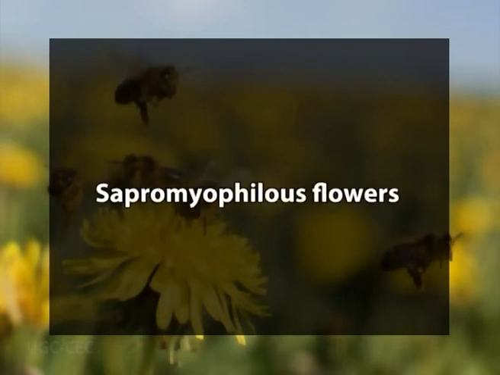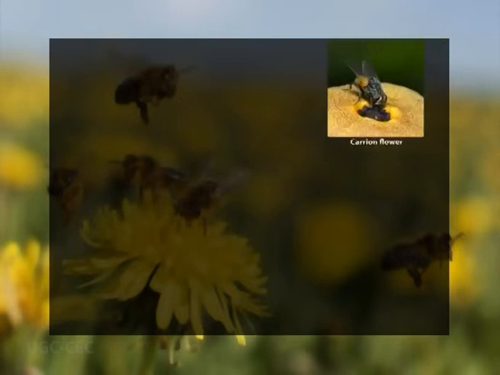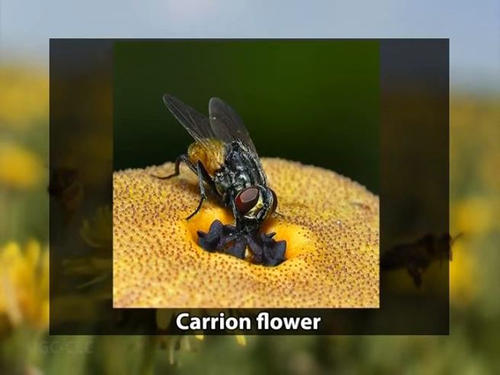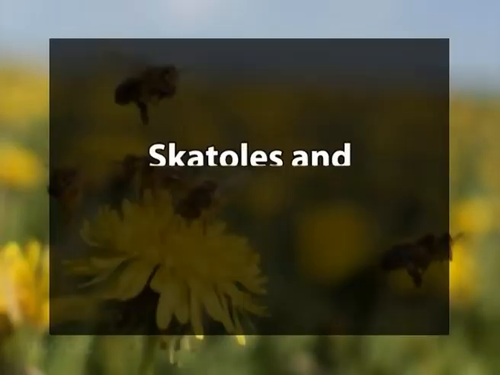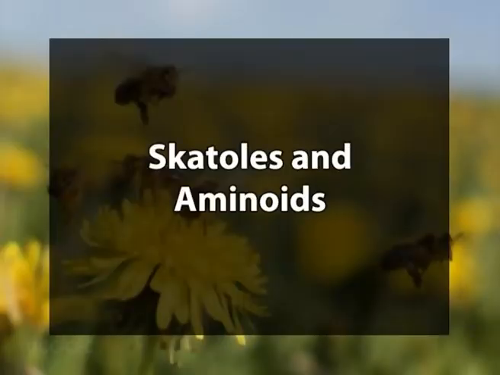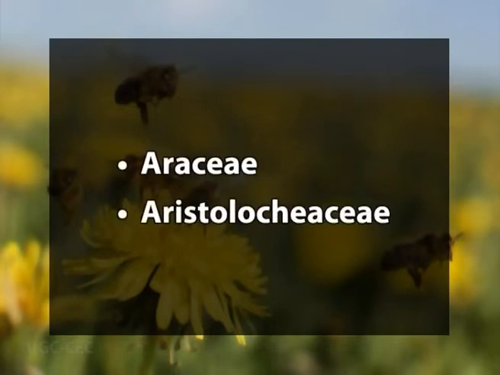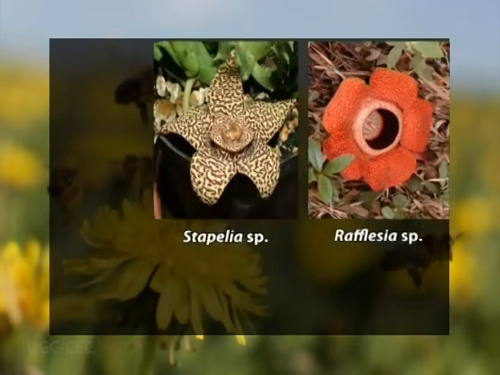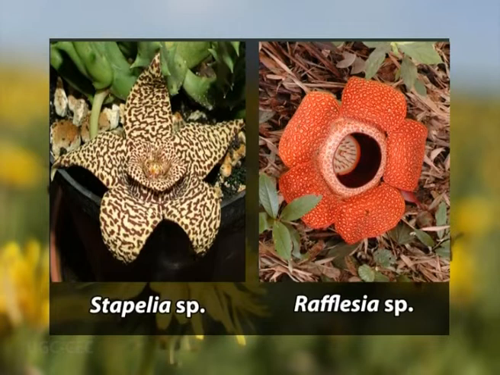Sapromyophilous flowers, which are pollinated by flies, mimic the scent of carrion, attracting fly pollinators that are deceived into laying eggs on them. The odor of these flowers may vary from mildly unpleasant to truly nauseating odors. Chemically, these nauseating agents include scatols and aminoids, which are emitted from Araceae, Aristolochiaceae, Stapelia, Rafflesia, etc.